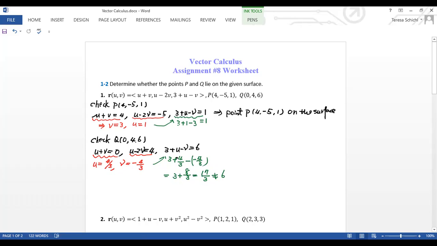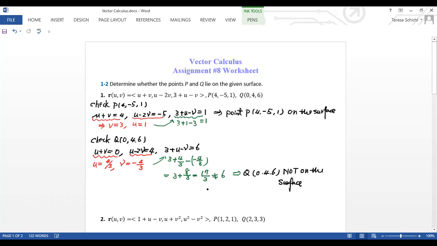Because all of this has to satisfy the parametric equations, I know what your conclusion is here. The point Q (0, 4, 6) is not on the surface.